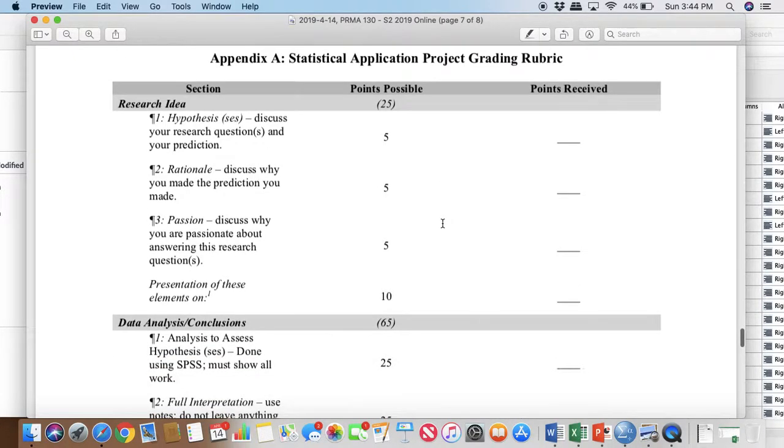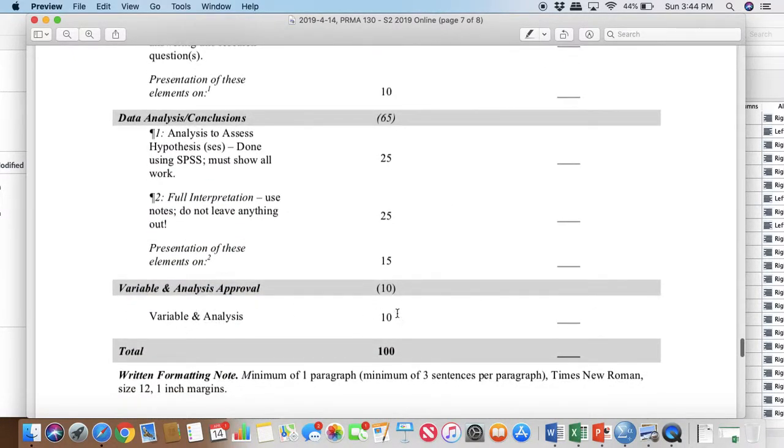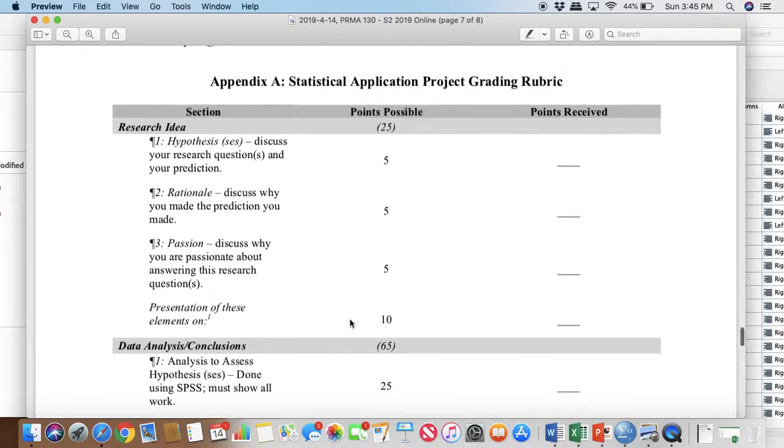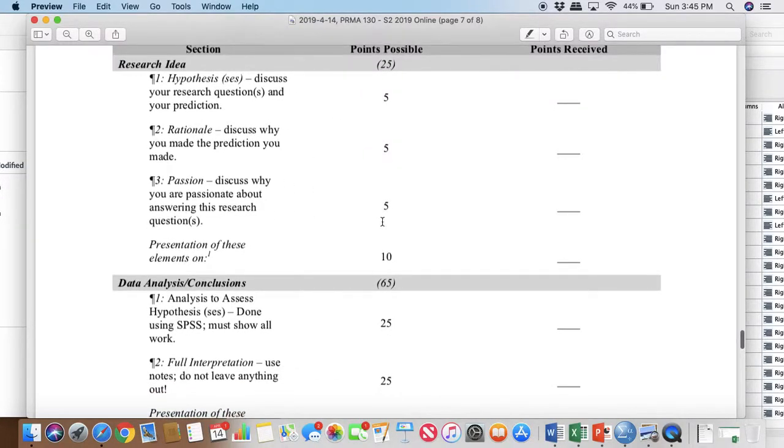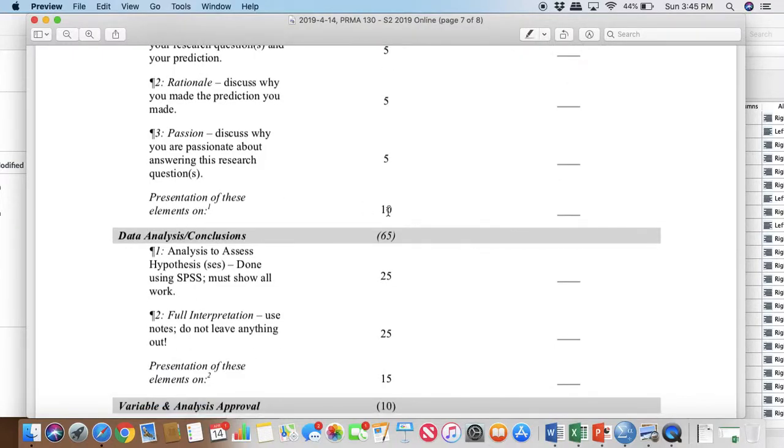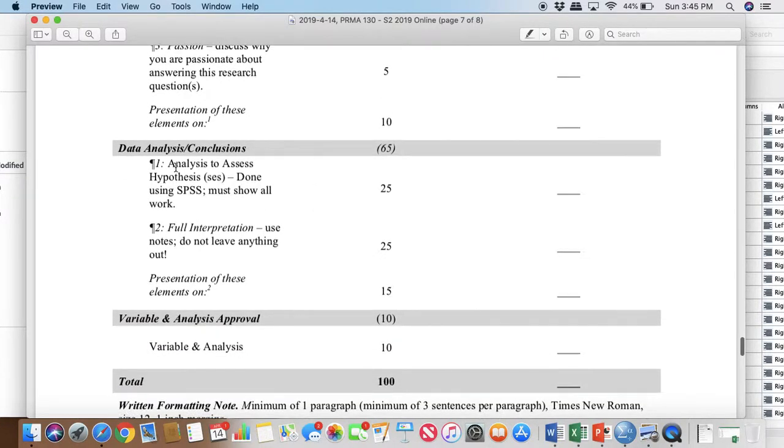So by week 6, okay, you're going to get 10 points, okay? When you submit it and then I approve your variables and your analysis, okay? So final project, you're going to get 5 points for your hypothesis, 5 points for your rationale, 5 points for your passion, 10 points for presenting these during the day of the presentation. And then you're going to have to do your analysis done using SPSS.